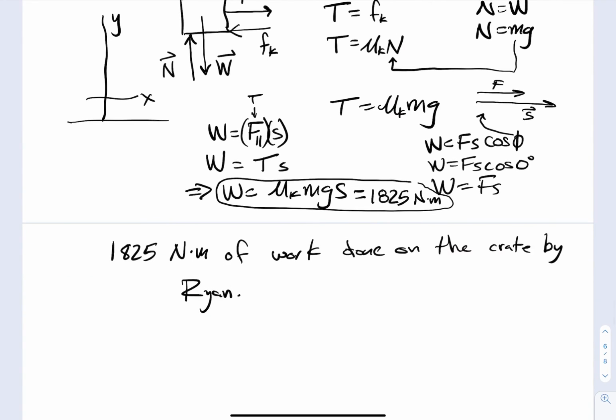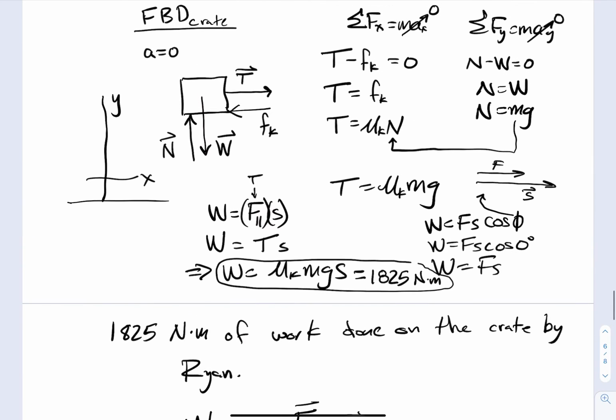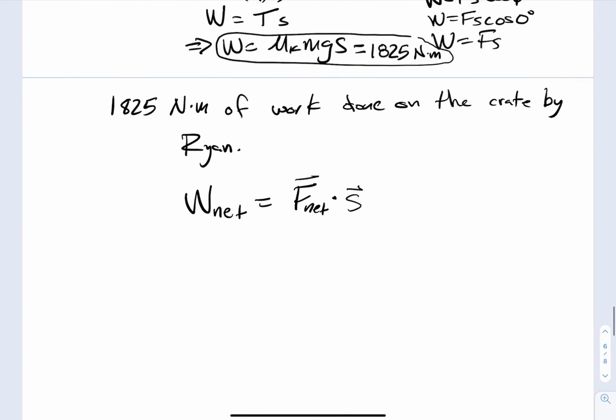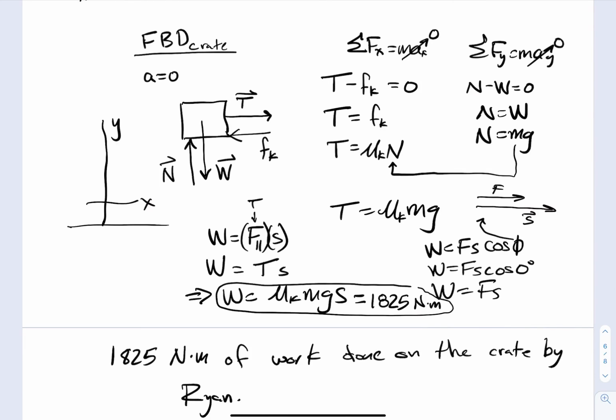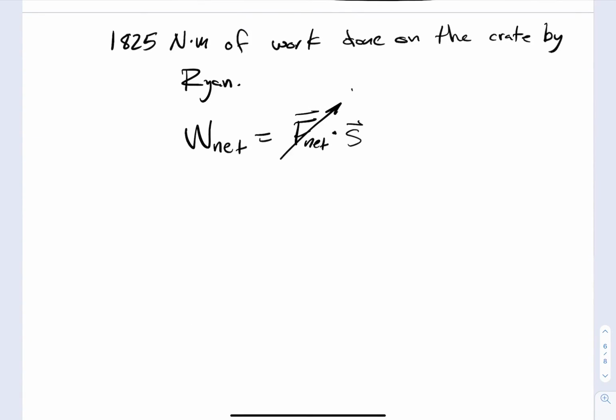The other part of the problem asks us for the net work. The total or net work is equal to the net force or the total force dotted with the displacement. But what is the total force on the crate? Well, it's 0, isn't it? The total force is 0. F equals ma. That means this is 0, and the net work is 0, so the net force is 0, so the net work is 0.